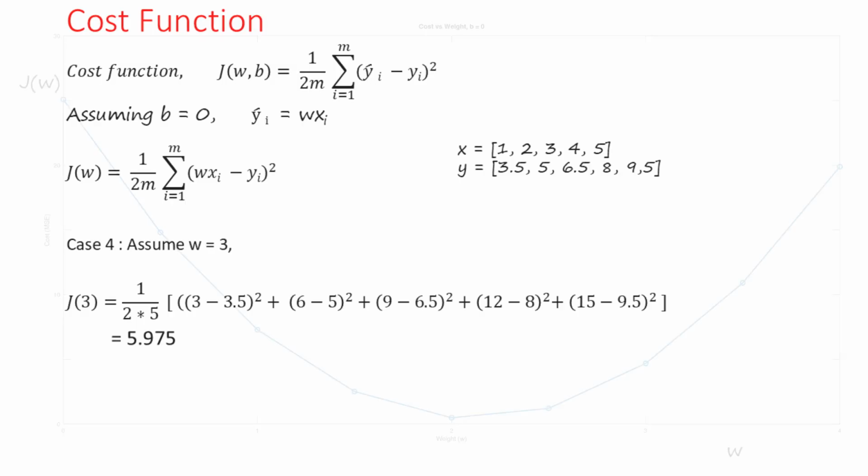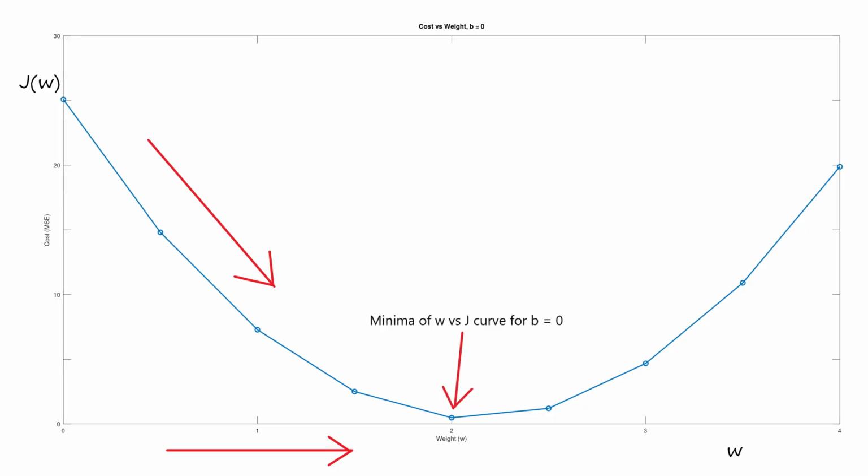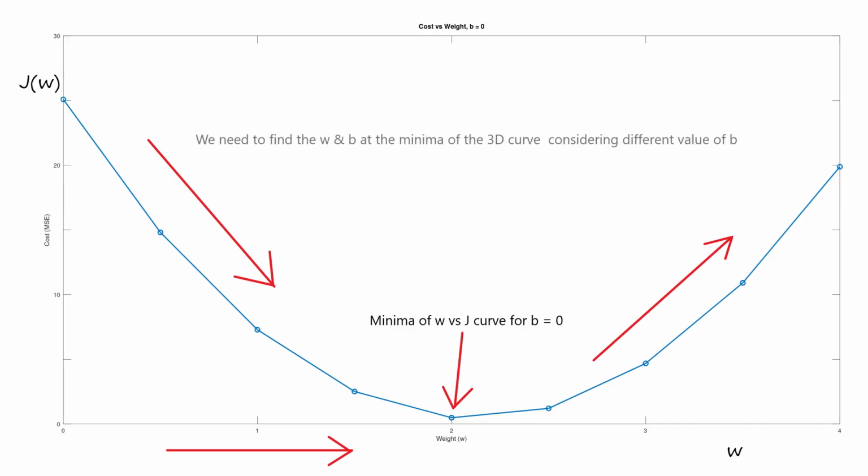Now to understand, let's analyze the J of W curve. If we plot W versus J of W, we get a curve shaped like a U, or more precisely a jar. As W increases, J of W decreases initially. At some magical value of W, J of W hits rock bottom, that is called the minima, and then J of W increases again. The moral: the weight at the minima is the winner. That is the value of W that makes our cost function the happiest.